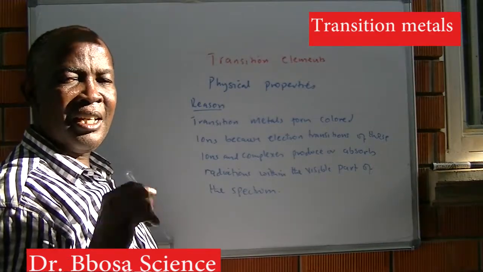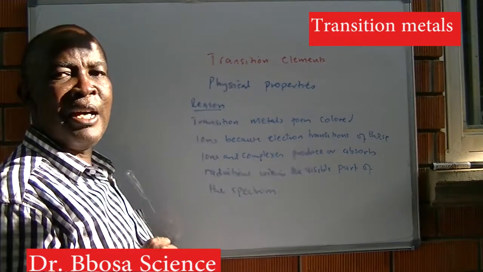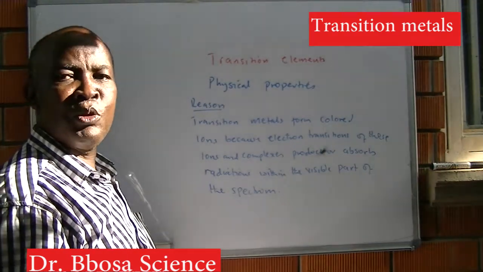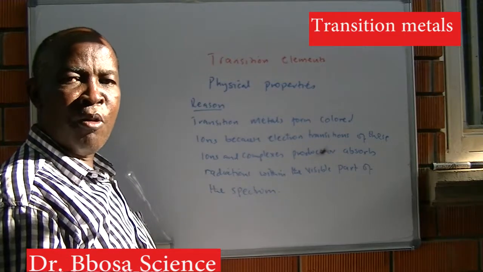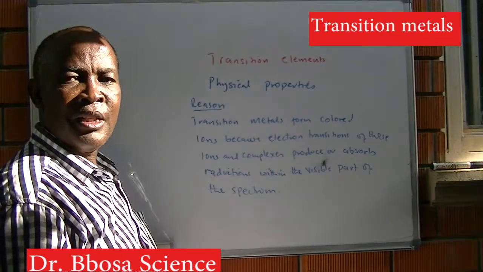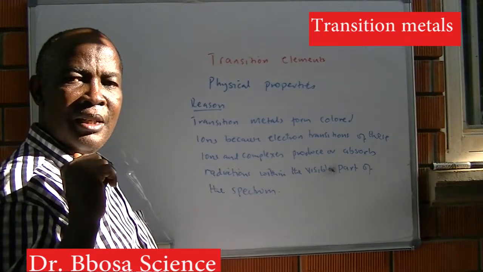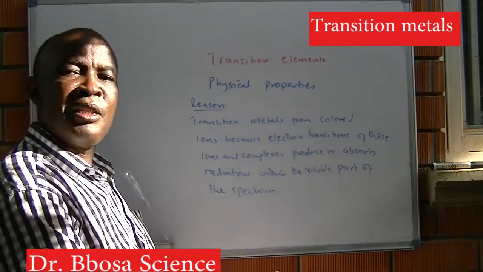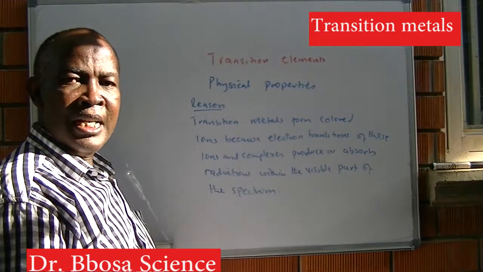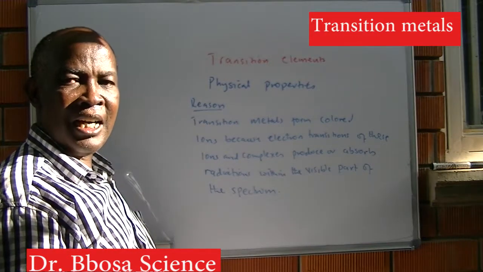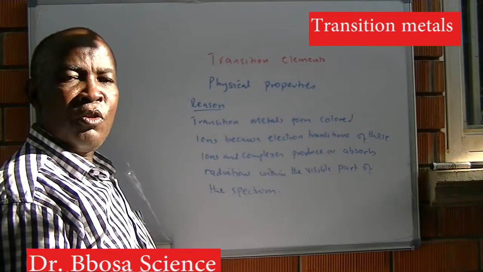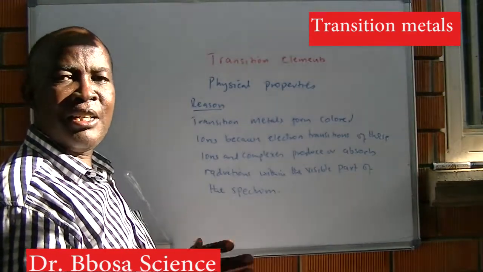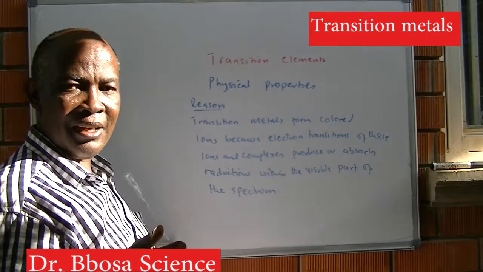Remember that for an electron to jump from a lower energy level to a higher energy level, it absorbs energy in the form of a radiation. If the absorbed frequencies fall within the visible part of the spectrum, then it will be seen as a color. When you remove a color from the white light, then you form another color.